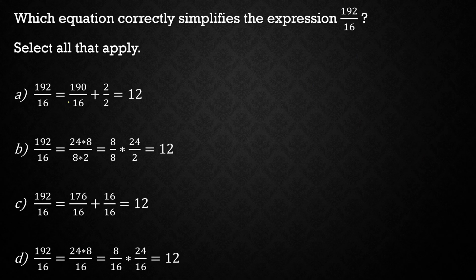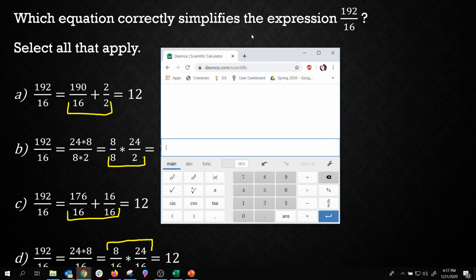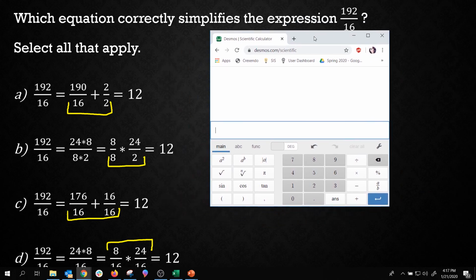So the part right before where we get 12. These parts that I'm underlining, this is what we need to check and type into our calculators to see if it actually does in fact give us 12. So if I check this first one, I have 190 over 16, and I'm going to add that to 2 over 2. This one does not give me 12, so the first one can't be it. Let's try the second one.